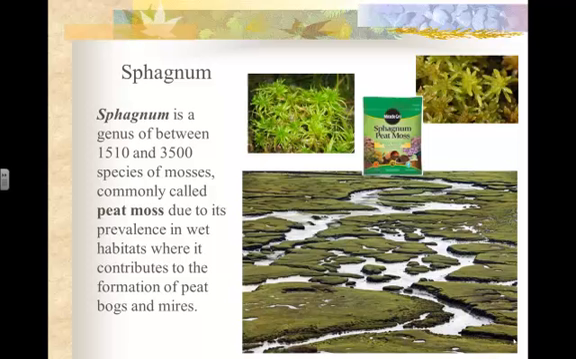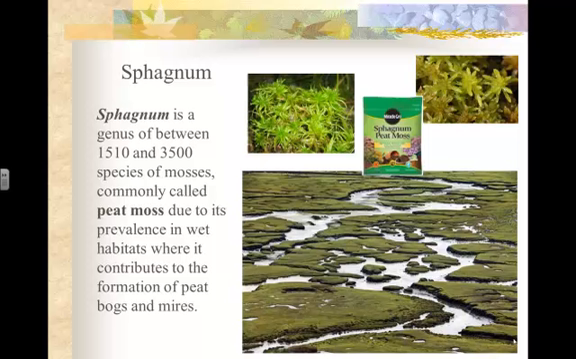Now here's again a picture of sphagnum. It comes from the peat moss. It's actually the genus of many different types of mosses, as you can see there. And it's called peat moss because it primarily is found in peat bogs, which is the picture at the bottom. The picture at the top is showing you some individual plants, and of course you can actually buy the peat moss because it's used to add into soil.